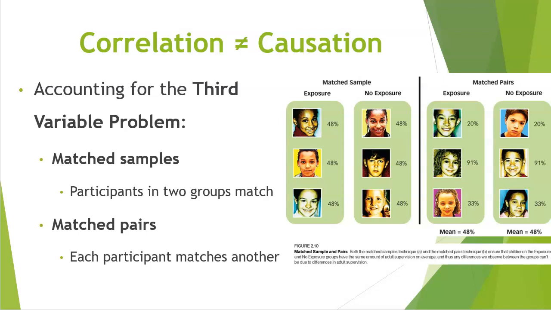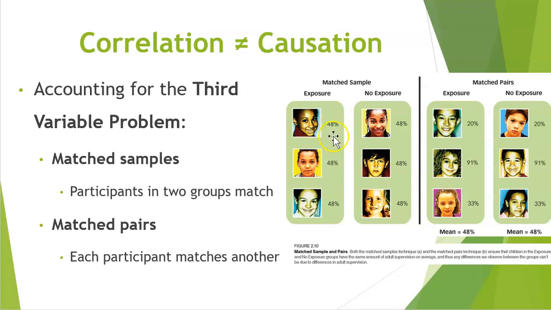And so how do you account for that third variable problem when making an experiment? What you're going to do is try to have either matched samples or matched pairs. This is just when you're making two groups for your experiment. You want the participants to be even. Remember that representative sampling. So you can do that with matched samples, in which participants in the two groups match.